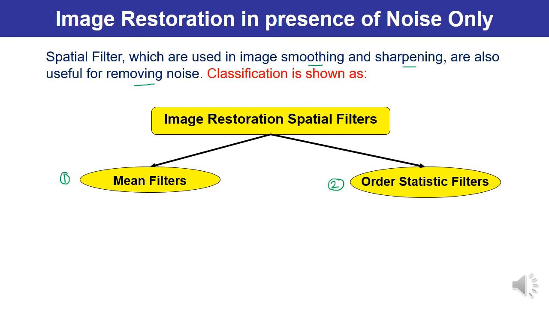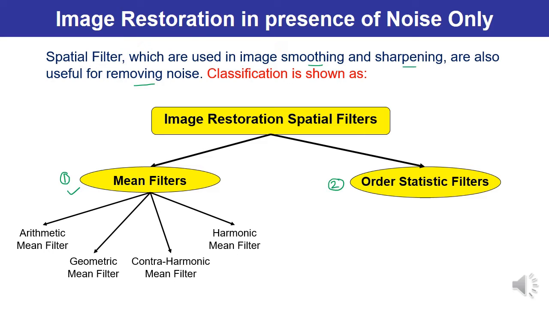The difference between these filters is that mean filters are based on the concept of convolution, while order statistic filters do not use convolution, but they order the pixels of the neighborhoods and select a pixel value based on the particular order. But mean filters and order statistic filters are also of various types.